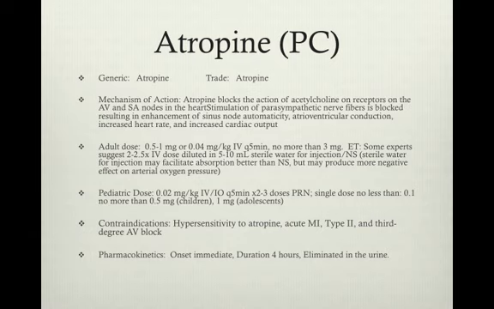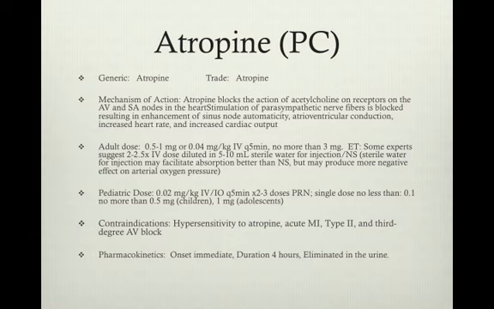Contraindication, hypersensitivity to atropine, acute MI, type 2 or second or third degree heart blocks. So again, high degree heart blocks on this. If we find somebody bradycardic and we want to increase their heart rate, that is a very high degree heart block or a complete heart block that we're talking about here. So very simply, we should probably be considering transcutaneous pacing. Pharmacokinetics is immediate onset, duration of 4 hours, and eliminated in the urine.